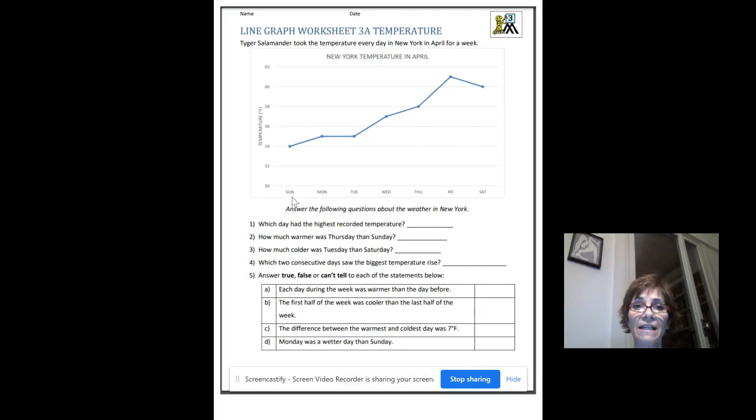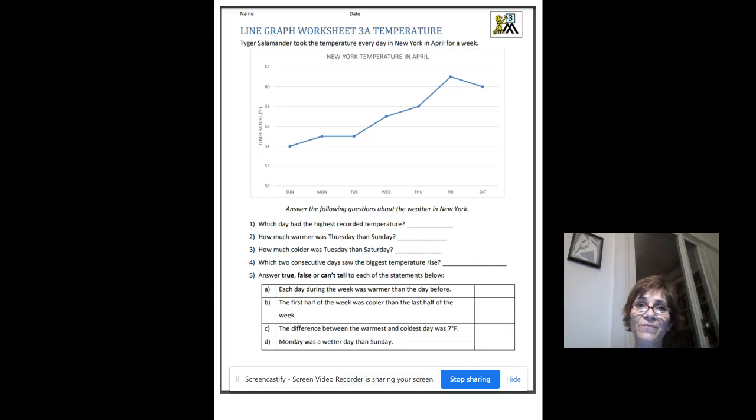On the horizontal line, I see Sunday, Monday, Tuesday, Wednesday, Thursday, Friday, Saturday. So the days of the week. So now I know that I'm looking at how the temperature changes in New York over a week in the month of April. Okay, let's look at the vertical line and let's look at the label over here.